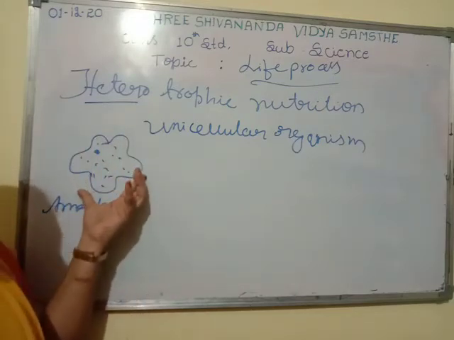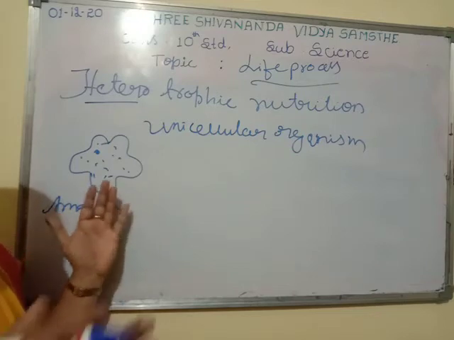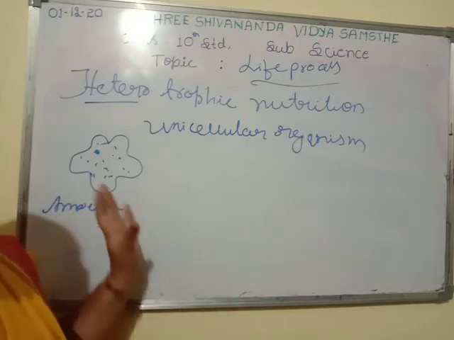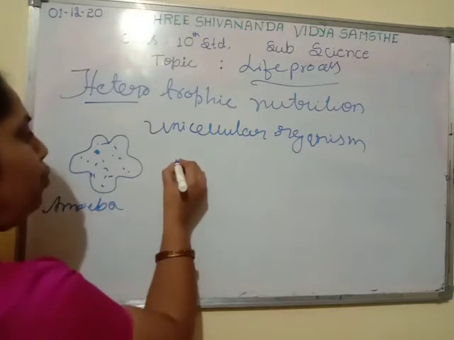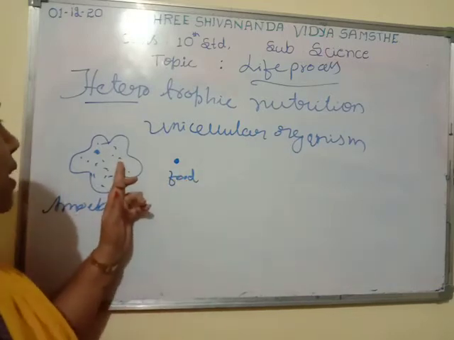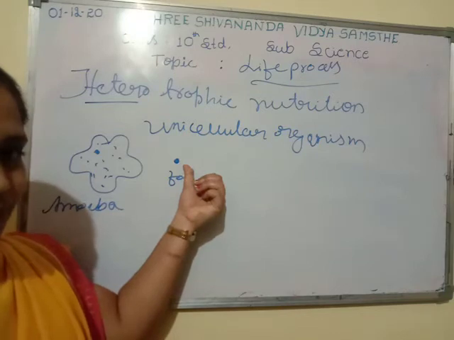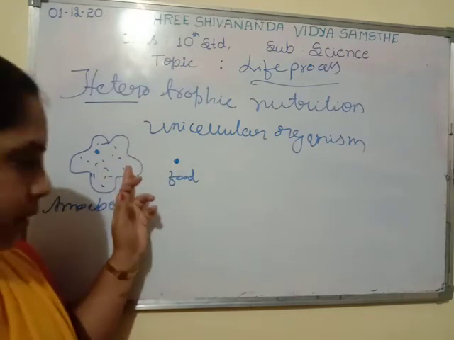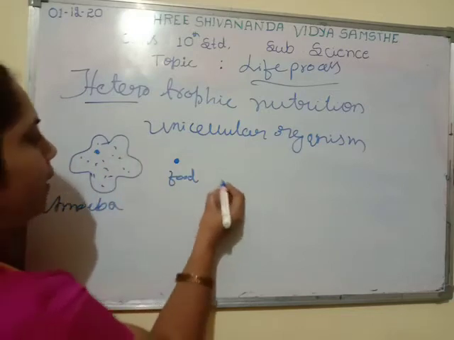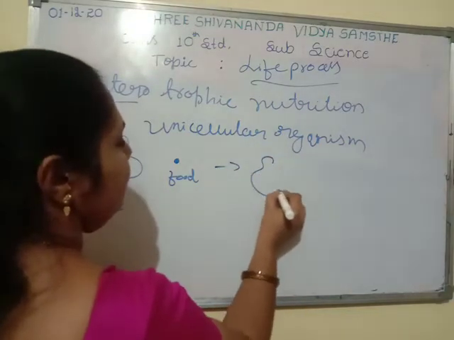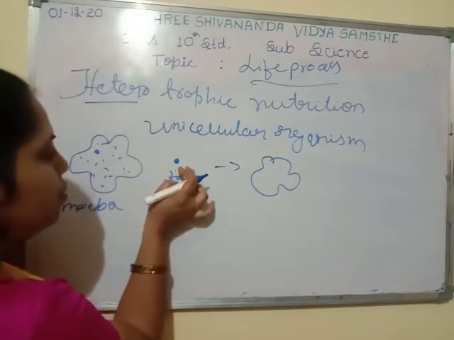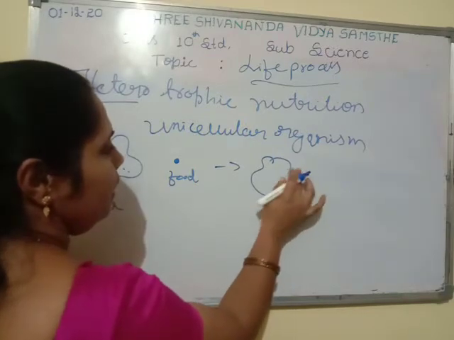Its complexity is very high, and it bends its entire body. Why does it bend its entire body? That is to get food. If you assume any food here like this, the amoeba will identify it by its sensory organ, and its whole body will engulf like this. It comes very near to the food, like this.